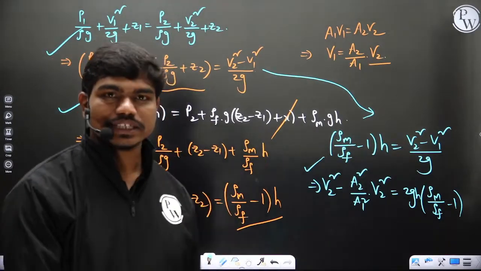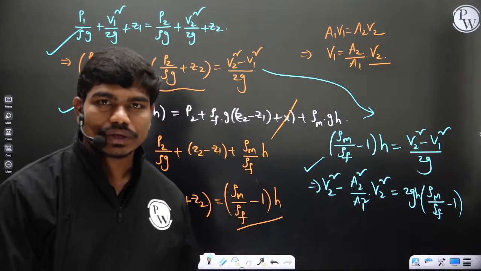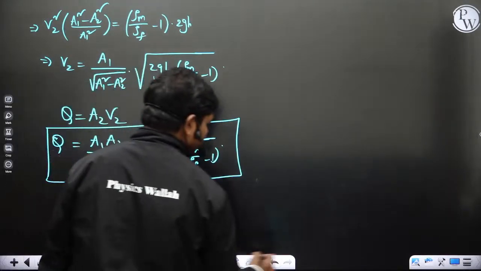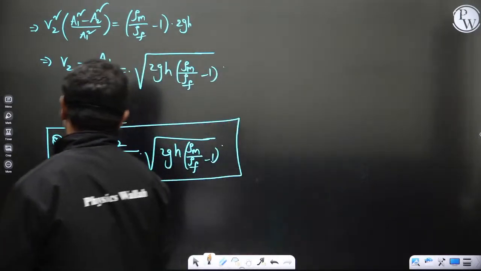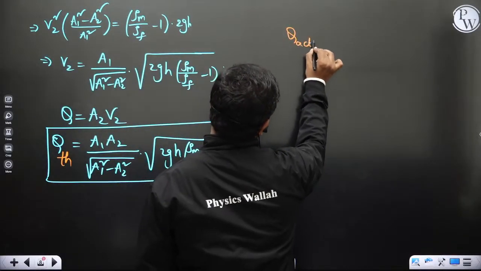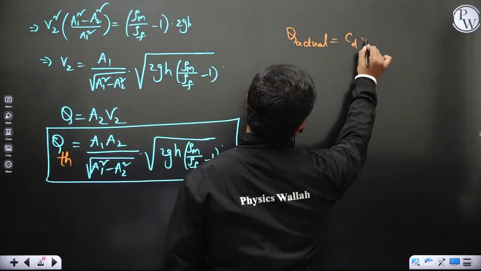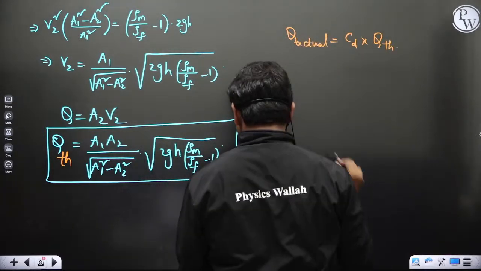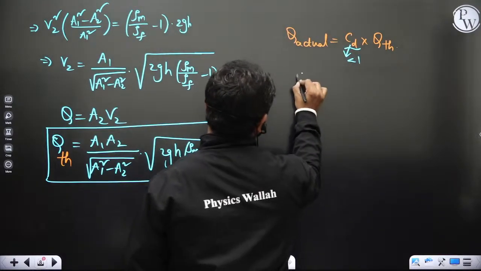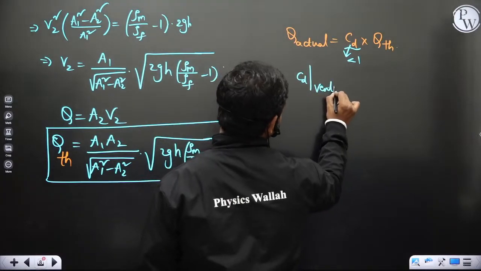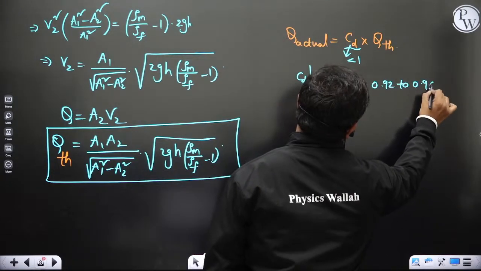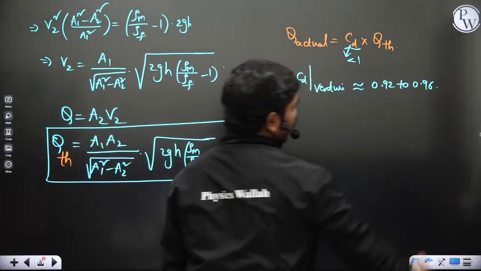But what we have calculated is only theoretical. Theoretically this is what you have, but practically you have certain losses. So in the actual case, this discharge is called Q theoretical, but Q actual is always given by some coefficient multiplied to Q theoretical, because this will actually be less. So this coefficient is generally less than 1. CD for Venturi is normally 0.92 to 0.96.